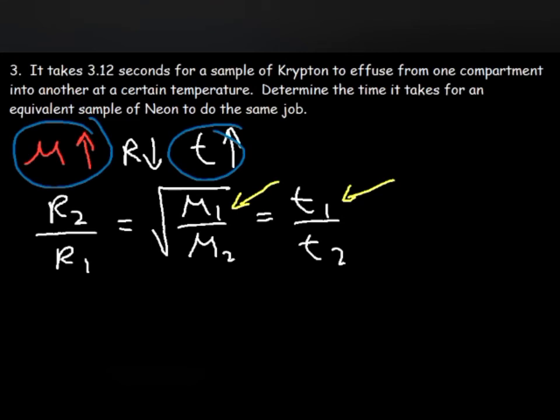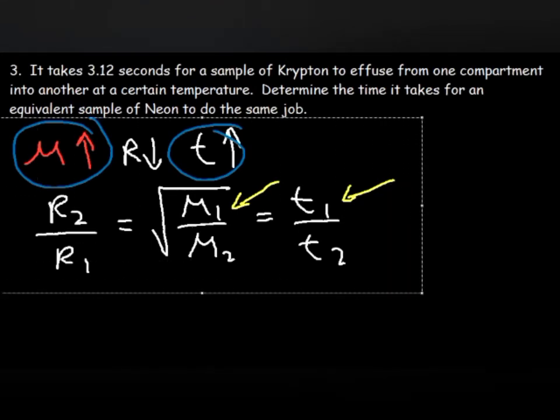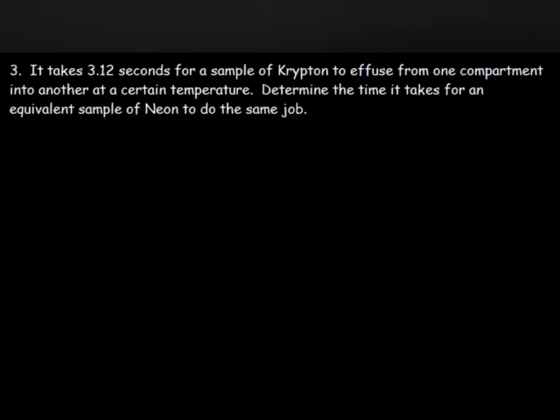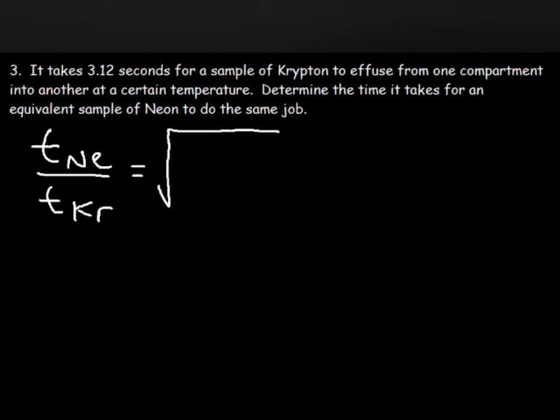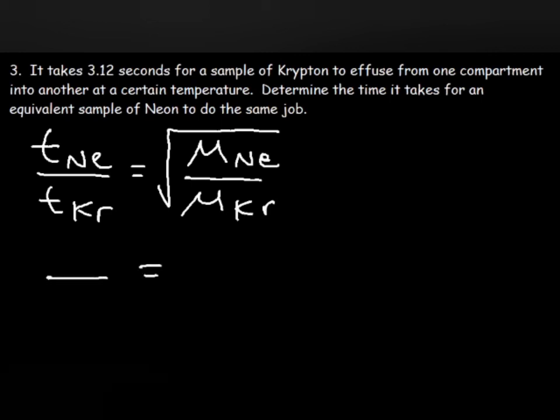So now let's go ahead and solve this problem, now that we have the equation that we need. So we're looking for the time it takes for neon to do the same job. So neon is going to be T1, and for T2, we're going to use krypton. So this is going to be equal to the square root of molar mass 1, which T1 is neon, so molar mass 1 has to be for neon. So M for neon, and divided by the molar mass of krypton. So right now we need to refer to the periodic table.